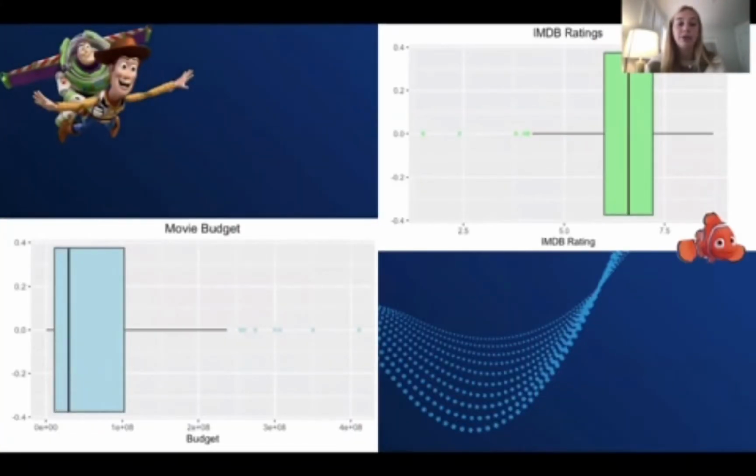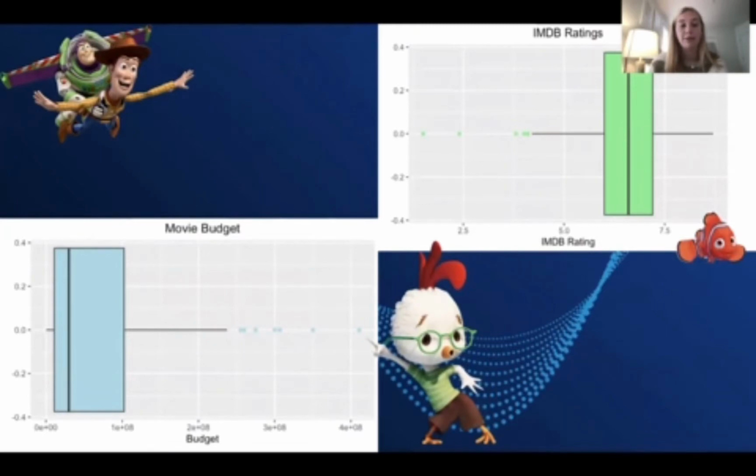Next, we have 2 box plots. On the left, we have the movie budget, and then on the right, we have the IMDb ratings. So I will first start with the left graph, which is the movie budgets. And we can see the median here is around 30 million, which is shown by the black line on the left side of the blue rectangle.